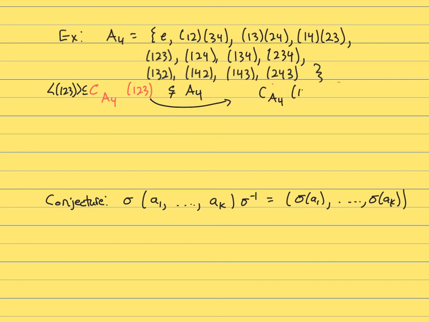So the point is, we see that the centralizer of the cycle is this group, which has size 3, which means that the index of the centralizer is 4, which means that there are exactly 4 cycles that are conjugate to 1, 2, 3. And using our conjecture, we know that they are in fact all 3 cycles. And we actually had one of them. It was the one where we had 2, 1, and 4.